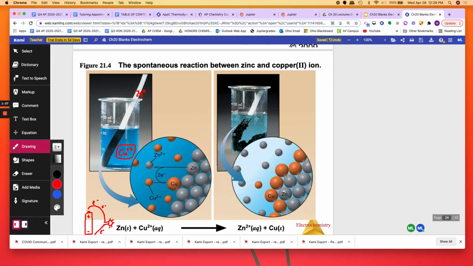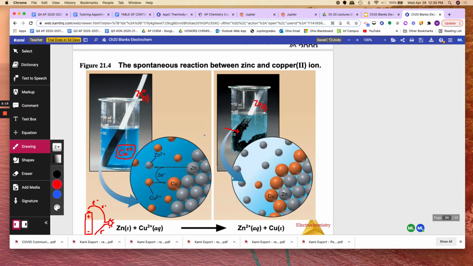Over time, there's something going on the outside of this zinc, and remember it's a solid in the beginning, and over here it's still solid. But it looks like the zinc is dissolving somehow. And it used to be blue, but now it's not as blue. So you might think, I wonder what's happening. Think about it. What do you think is that solid on the outside of the zinc?